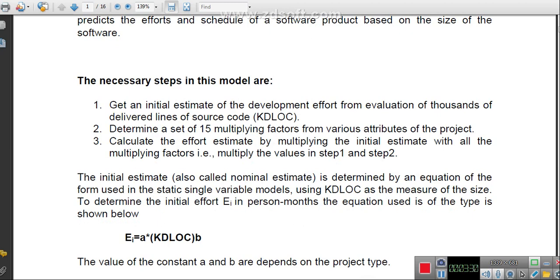Okay. So there are some necessary steps in this particular model. If you want to estimate the project cost, if you want to estimate how much effort is required in the unit that is person month. I think all of you are aware of what PM is. PM means person month. What is PM? Anyone, any student can give a brief about PM? What is PM?